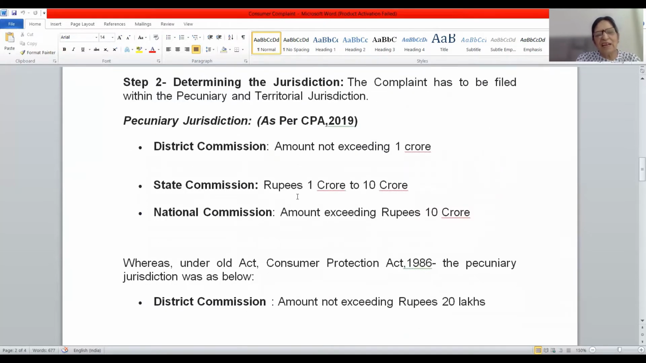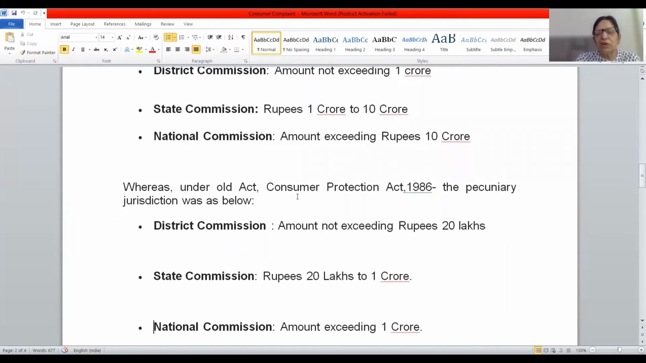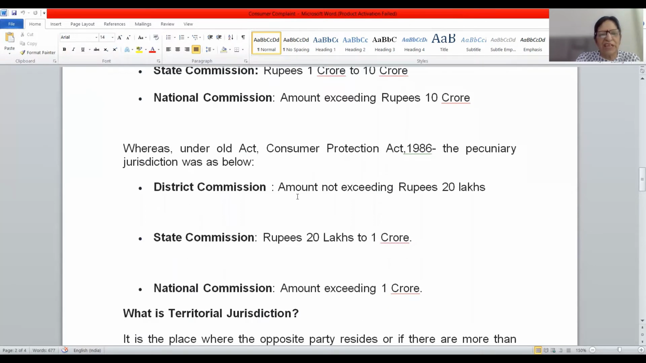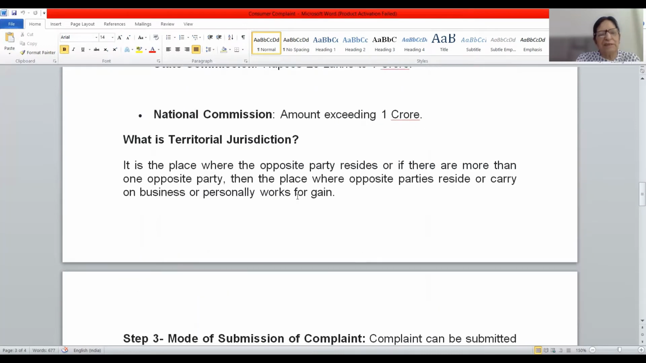Whereas under the old Act, the Consumer Protection Act 1986, the jurisdiction was as below. Under the district commission, the amount was not exceeding rupees 20 lakhs. State commission, between 20 lakhs and 1 crore. And national commission, above 1 crore. So friends, now the provisions have changed under the new Act, CPA 2019. Now the question arises, what is territorial jurisdiction?